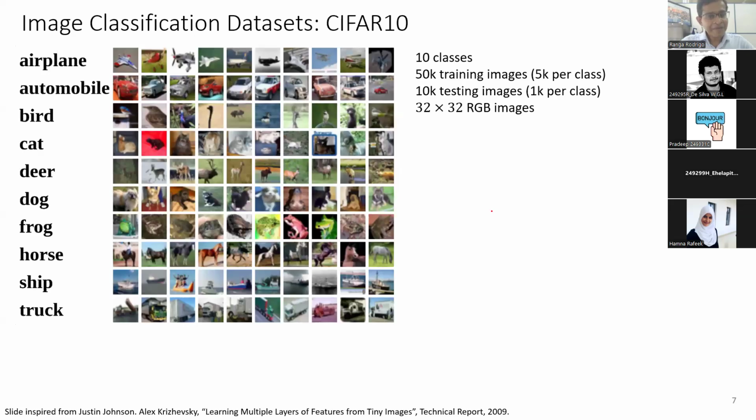Okay. So next we have the so-called CIFAR 10 data set. There are 10 classes. You can see airplane, automobile, bird, cat, deer, dog, frog, horse, ship, and truck. And 50,000 training images, 5,000 per class, 10,000 testing images, 1,000 per class. And these are 32 by 32 RGB images. So each image will have 32 times 32 times 3 numbers, right? I think that is 3,072 numbers in each image.